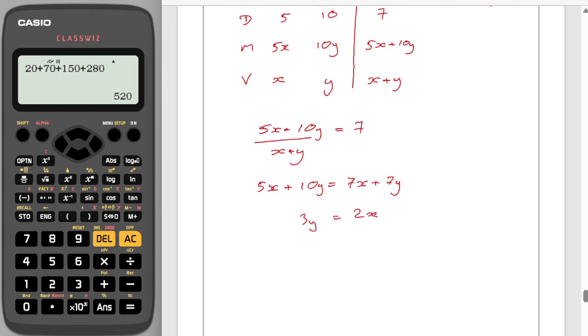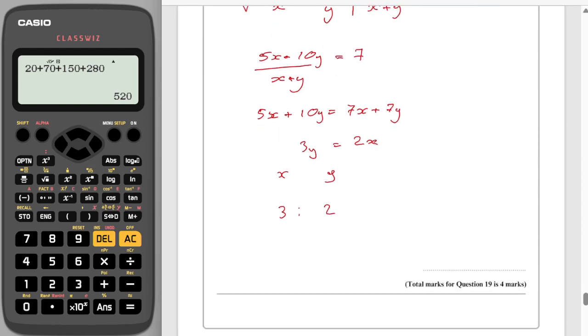So that means that as a ratio, I would need 3 lots of x to be equal to 2 lots of y. So that's my ratio. So volume A to volume B is going to be 3 to 2.